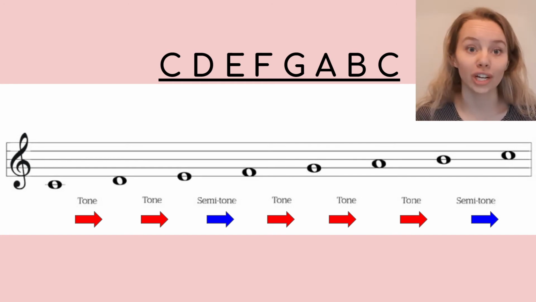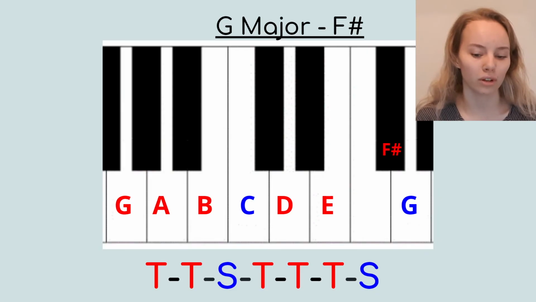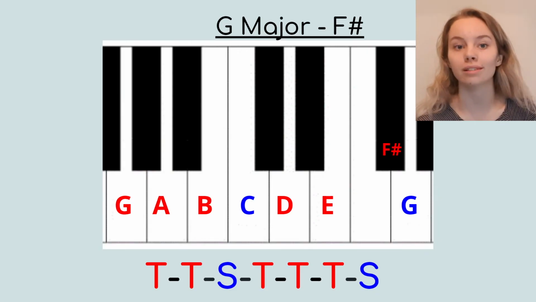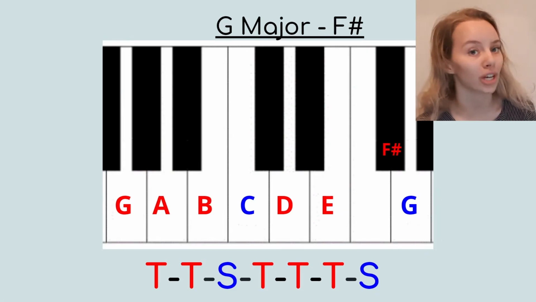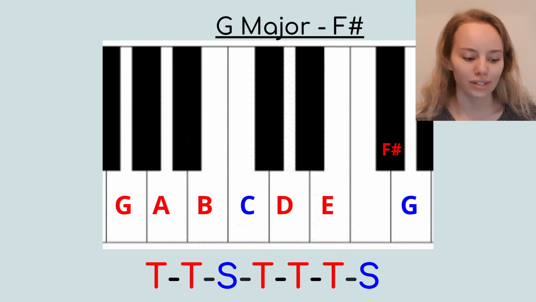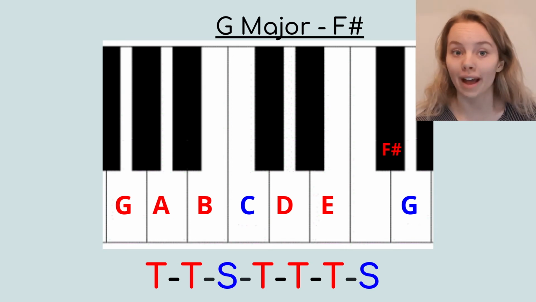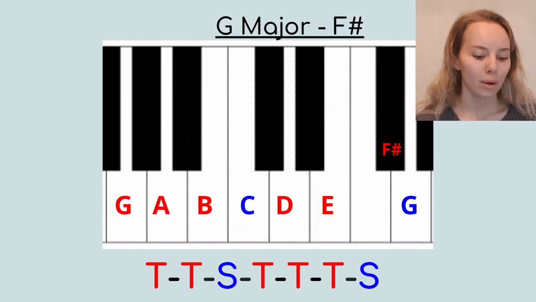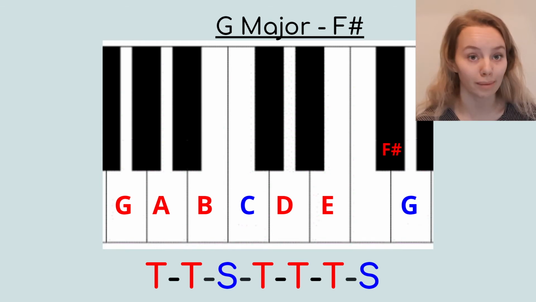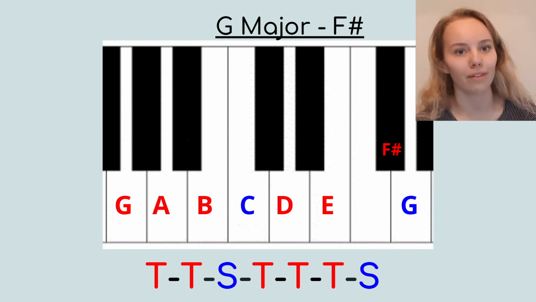Let's try this on G. Let's try G major. So it's called G major, so that means we start on the G and we must end on the G. Now, as you can see, we have 1 accidental. We've got an F sharp in there. If we follow the same pattern we followed for C major, using our pattern of tone, tone, semitone, tone, tone, tone, semitone, we'll see how we end up with that F sharp.